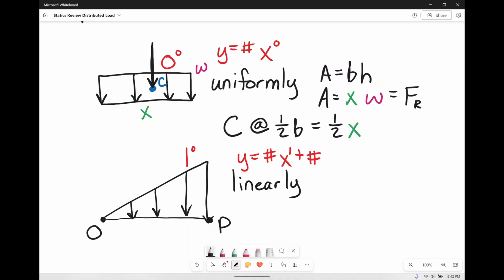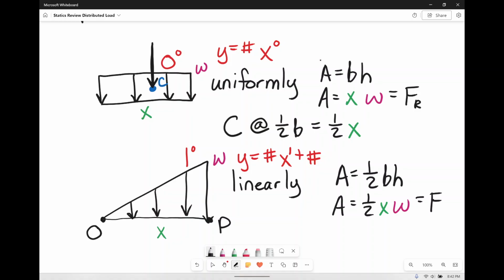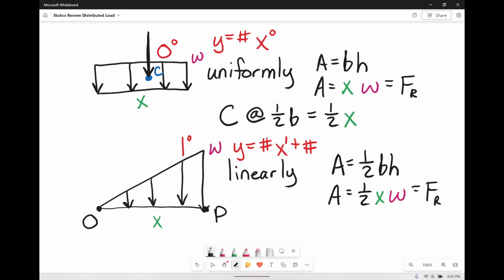But long story short, still, we just need to find the area under the curve. Now, I'm pretty sure everybody is aware that the area of a triangle is 1/2 base times height. Again, our base is still x, and our height is still w. So our area equation is simply 1/2 x times w. And that is, again, our force resultant, and that force resultant acts not at the center.